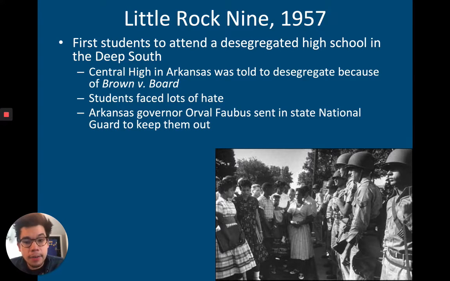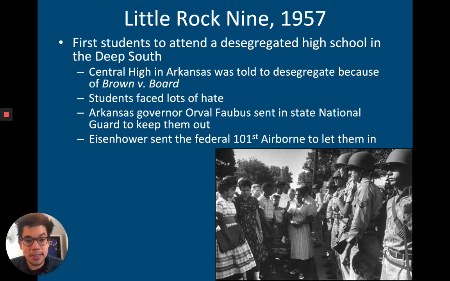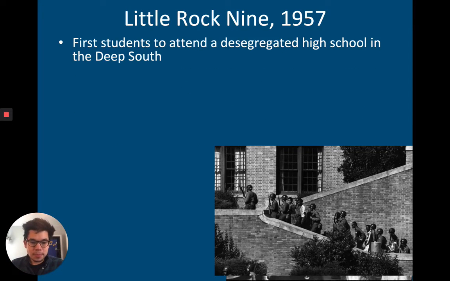The Arkansas governor, Governor Faubus, sends in the state National Guard to keep them out, right? So the governor of Arkansas is just flat out saying, no, we are not going to listen to the federal government, we're not going to listen to the Supreme Court. So Eisenhower, the president before John F. Kennedy, then sends the Federal Army, the 101st Airborne, and forces the school to let them in, right? So you can imagine that standoff there.